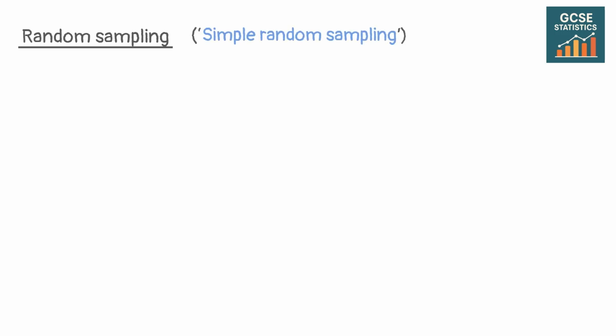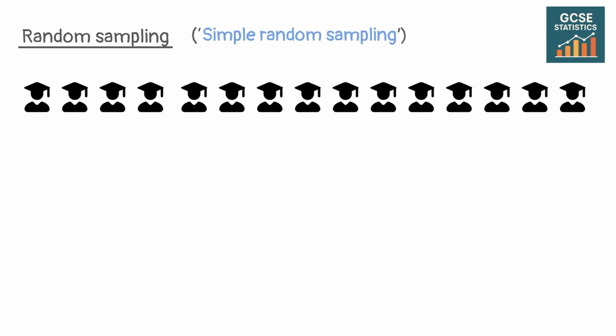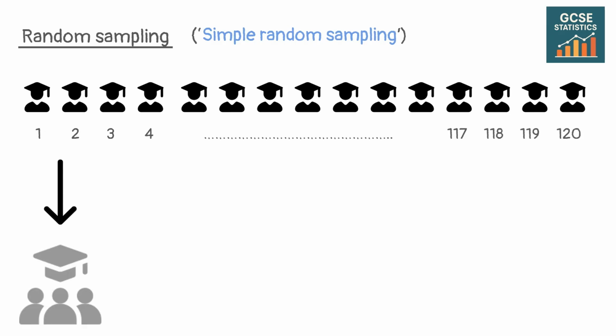I'm going to use an example of a school again. So let's say we need to find a sample of 15 students from a year group of 120. I'll then ask them about their opinions on GCSE. Firstly, I'm going to label all 120 students a number from 1 to 120. Again, from this we need to select 15 students.